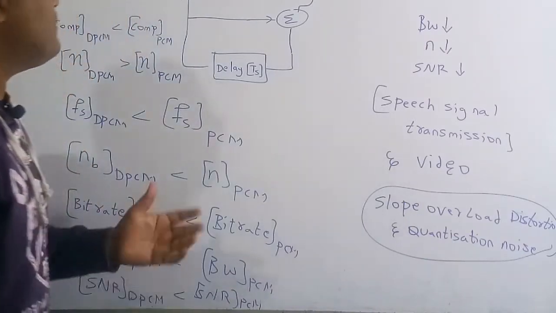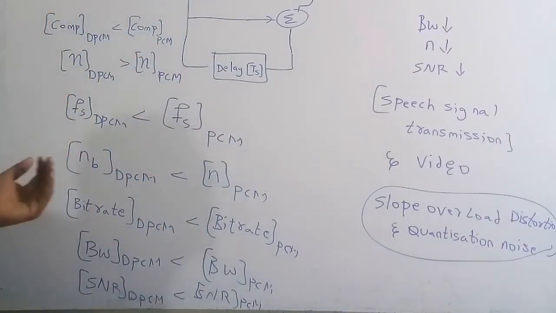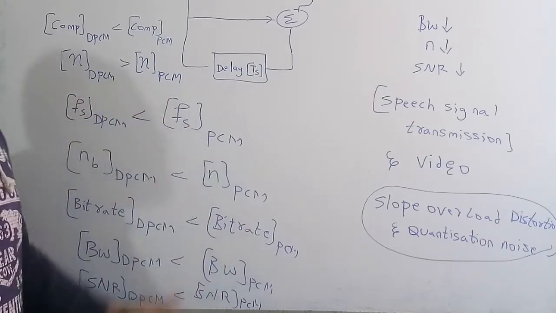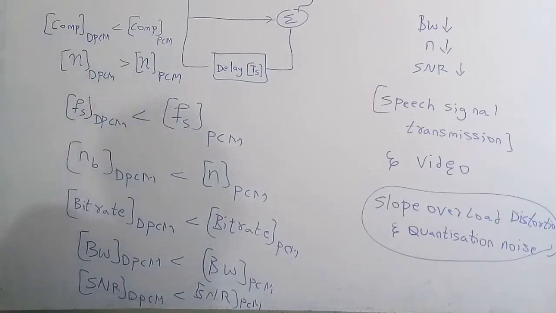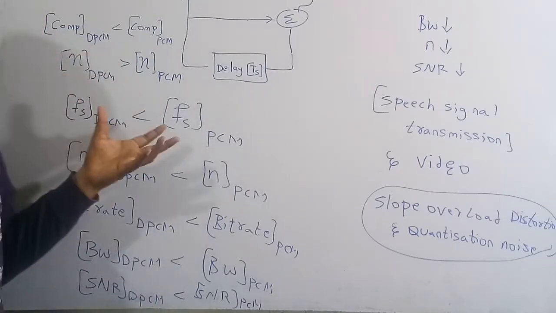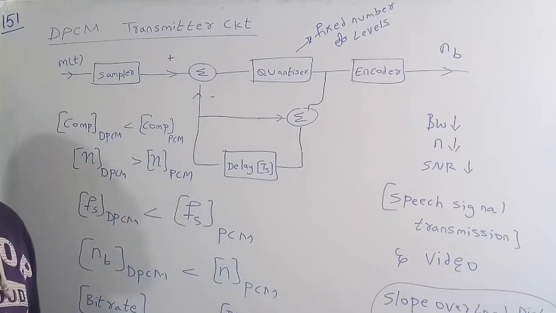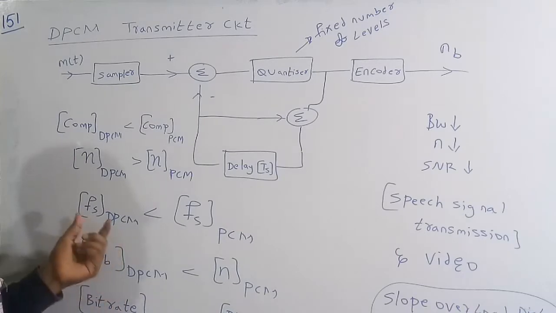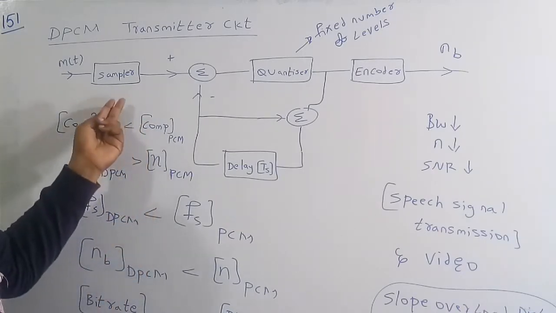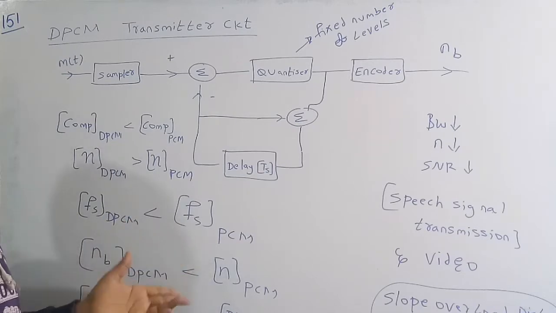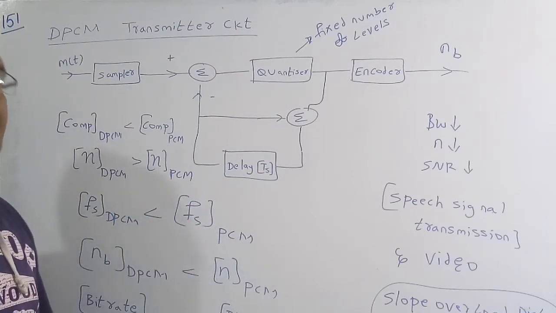If you compare PCM and DPCM, the number of bits in DPCM is very high when compared to PCM, except for this, everything else becomes less. Therefore the complexity of the circuit in deciding the DPCM is lesser when compared to the complexity of the circuit for PCM. And also the sampling frequency used for the sampler in DPCM is less when compared to the sampling frequency used in PCM.